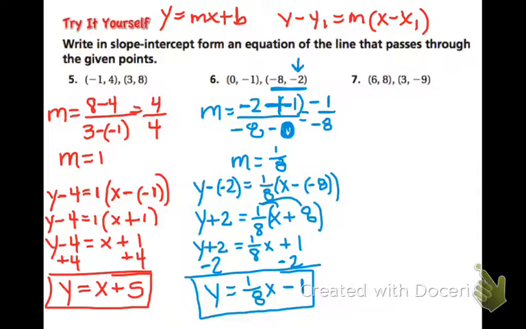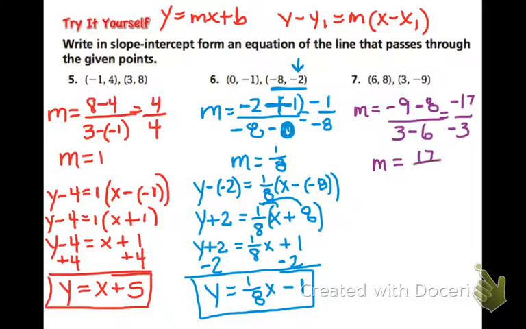And finally, calculating the slope, -9 minus 8 over 3 minus 6. -9 minus 8 is a -17. 3 minus 6 is a -3. So my slope is then a positive 17 over 3.